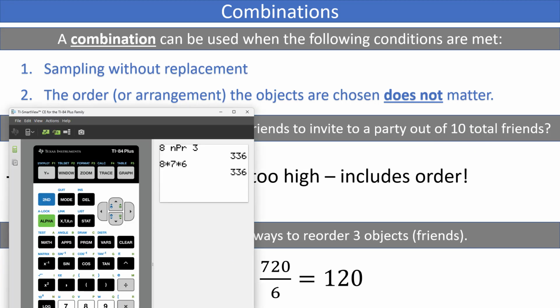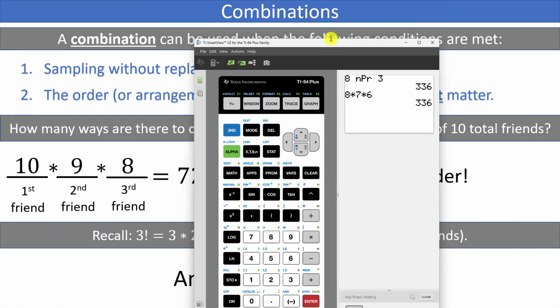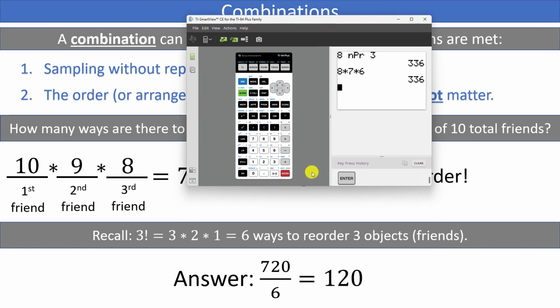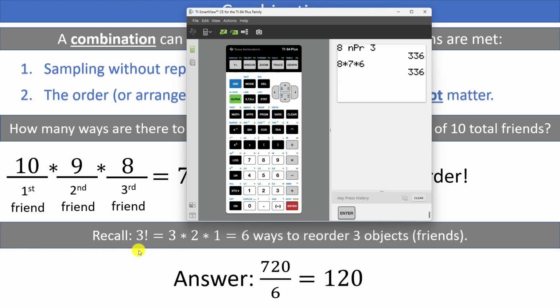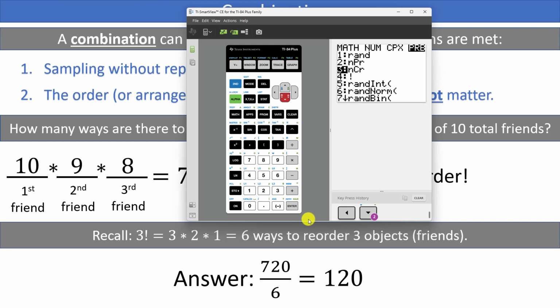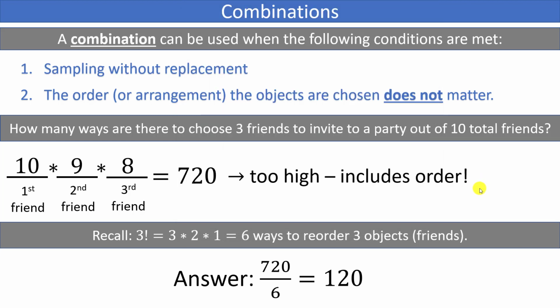Now you can also calculate the combination on your calculator in a very similar way. Just like with the permutation, you should type in how many objects you have first, which in this case is 10. Then we can press the math key, arrow over to the PRB menu, and choose the third option down for nCr. Then we put in how many objects we're choosing, which is the 3 friends, and you will see that we get 120.